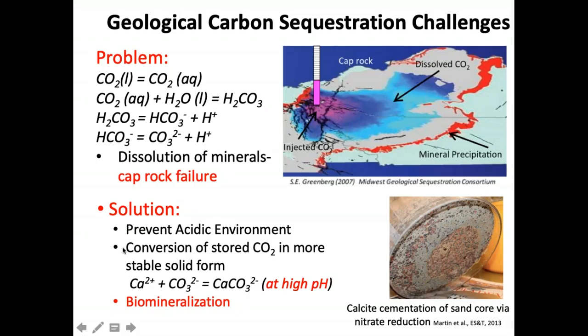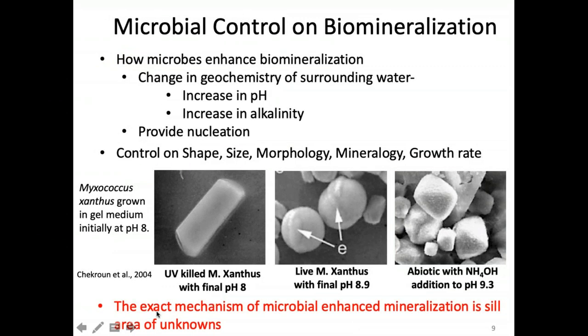So one of the ways to do it is to convert this CO2 into calcium carbonate, a more solid form, so that it would just stay there and avoid forming an acidic zone with low pH. One of the things people recommend for that is bio-mineralization. Basically, microbes can increase the pH of the aqueous environment, they can increase the alkalinity, and they can also provide nucleation sites to form calcium carbonate. These are all favorable conditions to convert that liquid CO2 into solid CO2.